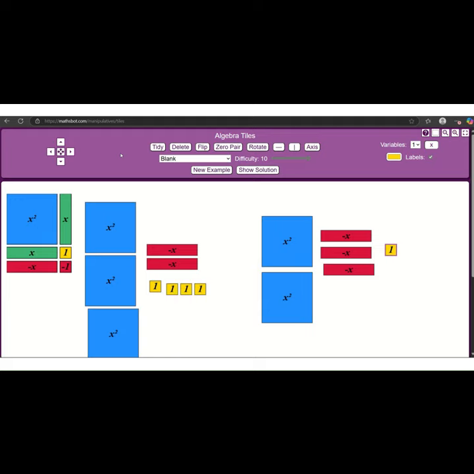In this video, we're going to explore how to use algebra tiles to subtract polynomials. Now, if you haven't watched the little video on how to add them, please check that one out first.